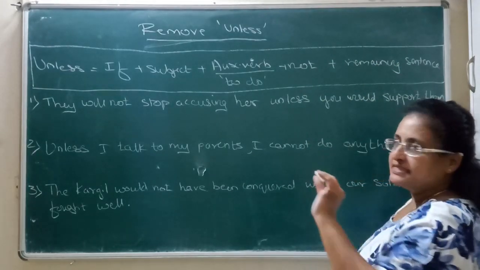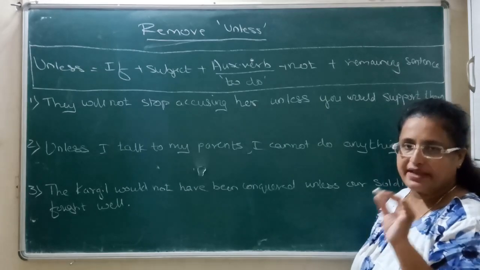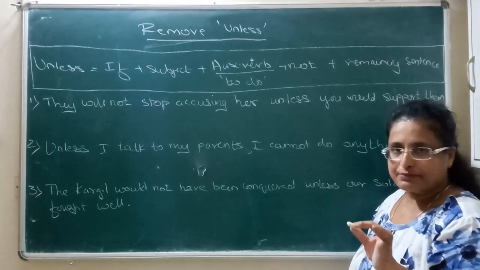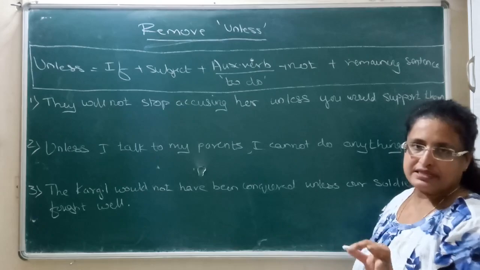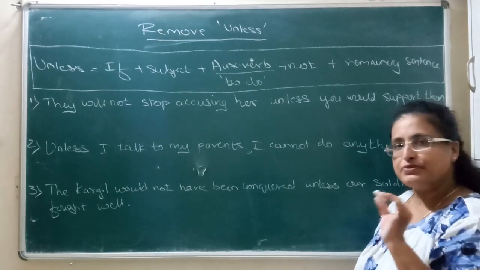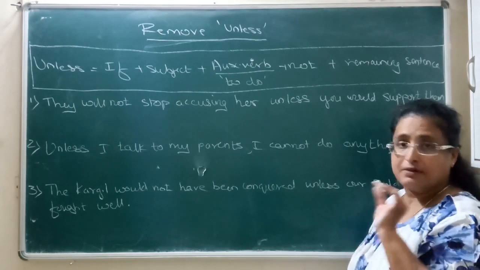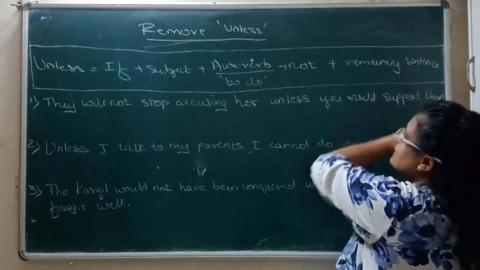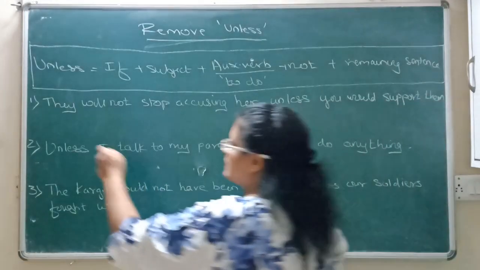Okay, so understand: wherever unless is there, replace it by if. If is followed by the subject. The subject is followed by the auxiliary verb. If there is no auxiliary verb, use the to do form, and not is compulsory, and then the remaining sentence. With an example, it will be easy for you.